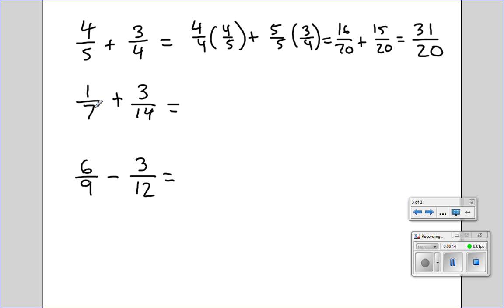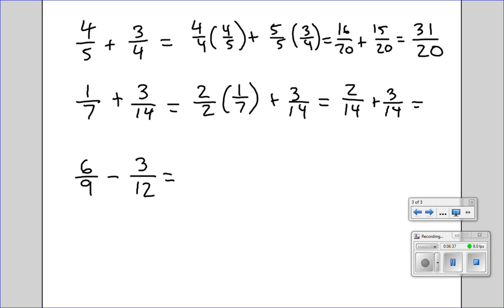Let's try this one. 7 and 14. Well, 7 does go into 14. So I'm actually not even going to need to worry about changing the 14. Let's just worry about the 7. So 7 times what gives me 14? Well, 2 over 2. So 2 over 2 times 1 over 7 plus 3 over 14 will give me 2 times 1 is 2. 2 times 7 is 14 plus 3 over 14, which equals 5 over 14.